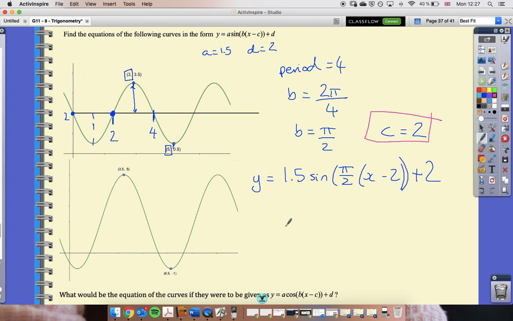So if I was doing this as a cosine graph, I would be expecting this point to be on the y-axis because that is the top, that's the maximum. So all that would be different, obviously, instead of sine, I'm going to write cosine. I've still got the same B value, but now I've shifted it over 3 units. Okay, so that's the only difference there.